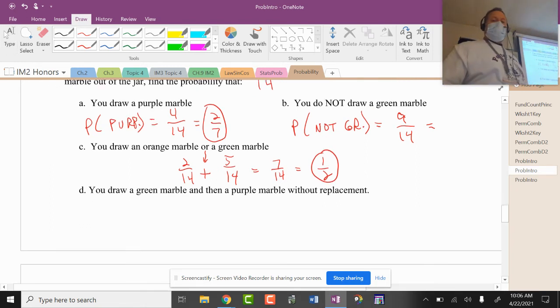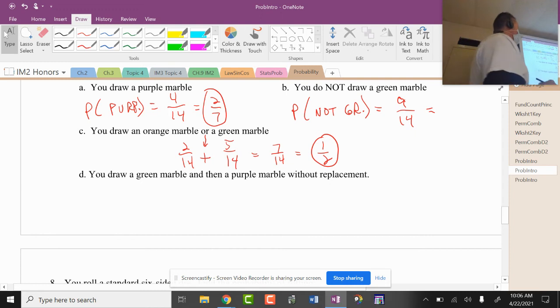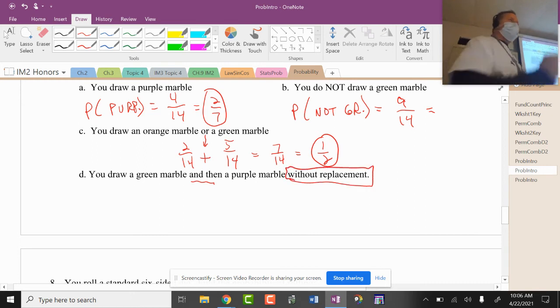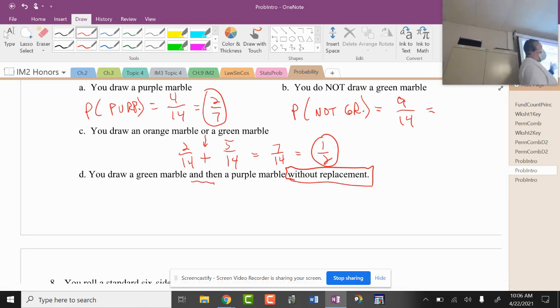Now look at the next one. You draw a green marble and then a purple marble without replacement. Bummer. I'll tell you what this means here compared to flipping a coin.